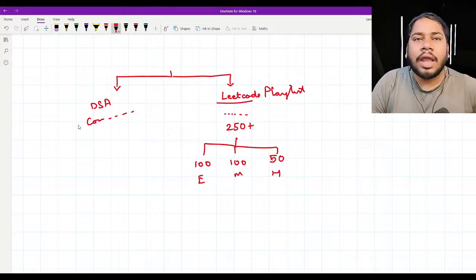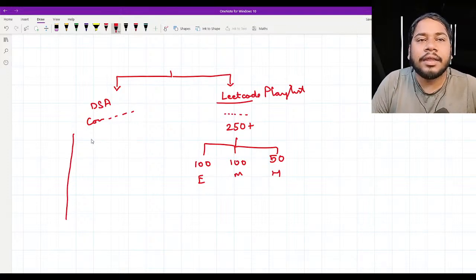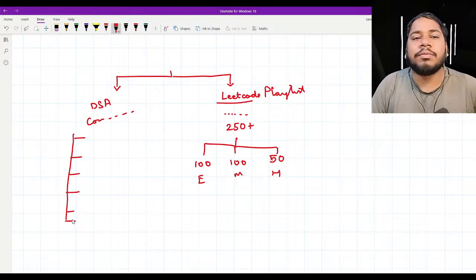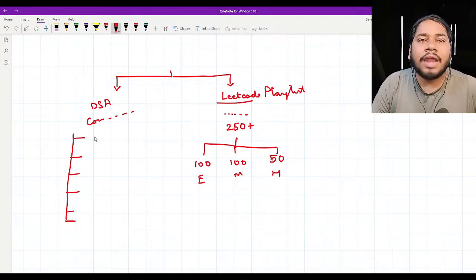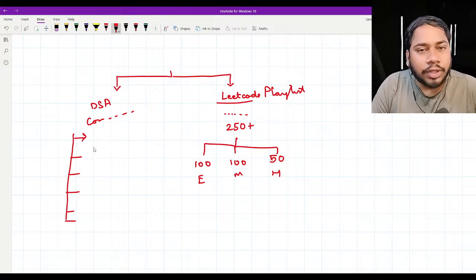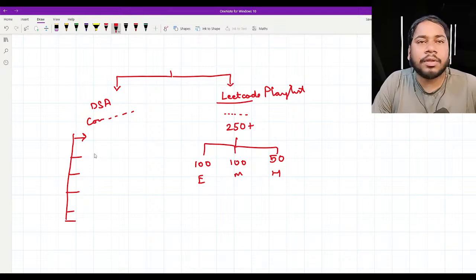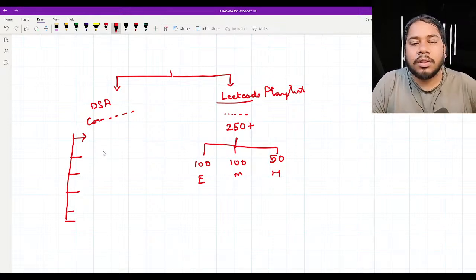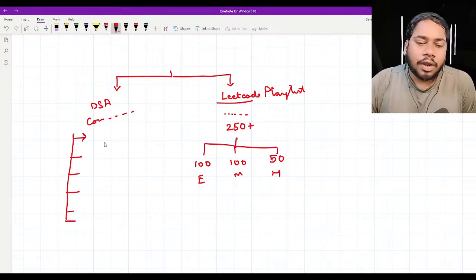And here we will mainly discuss the data structures and algorithms. And we will do some implementations, but not the LeetCode problems. We will do the implementations on IDE, but not the LeetCode problems. Okay, so, yeah, understood.